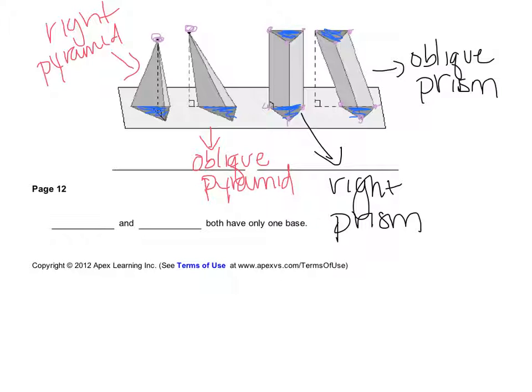So the last thing is that blank and blank both have only one base, and that is that pyramids and cones both only have one base.